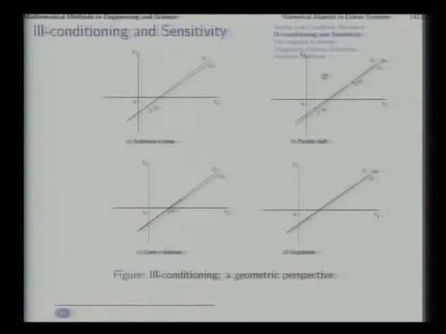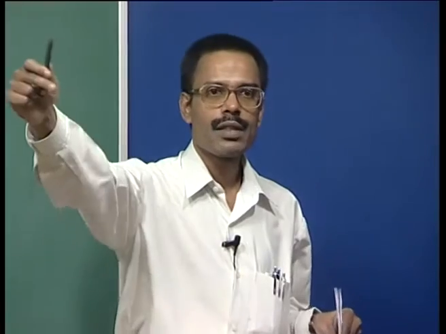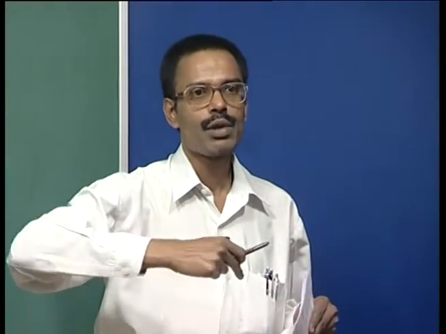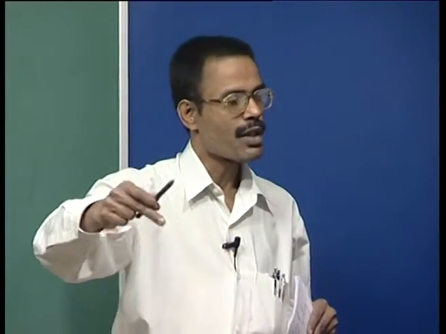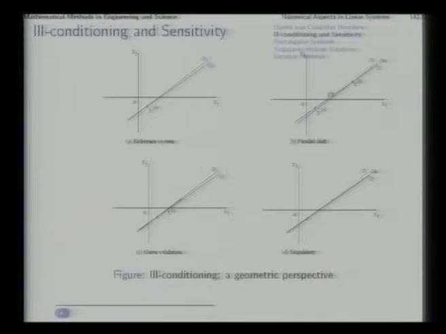Because of a very small angle between the two lines, through a small parallel shift of line 2, the point of intersection suddenly jumps from this point to this point, and this is the result of small change in epsilon, large change in x1 and x2. That solution shifts by a huge distance. This is one difficulty. Through a parallel shift, the point of intersection changes suddenly.